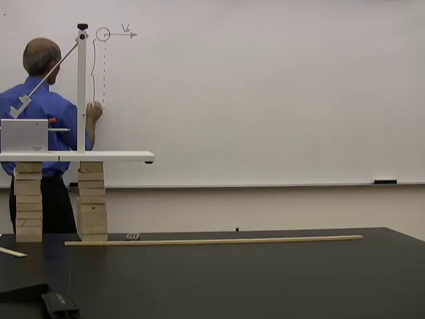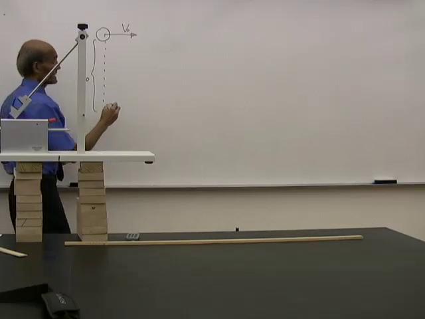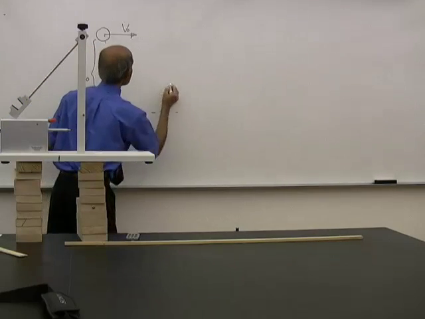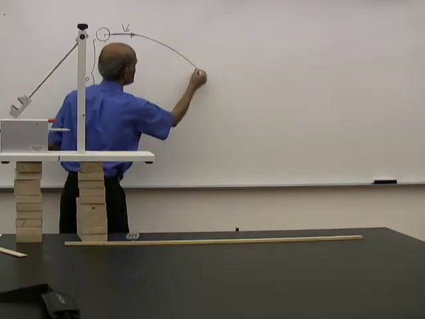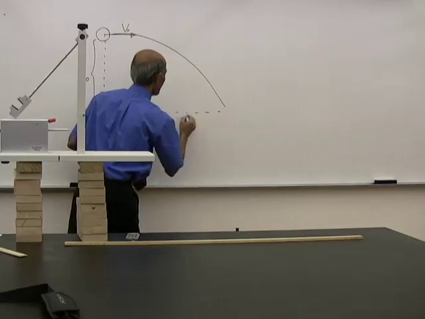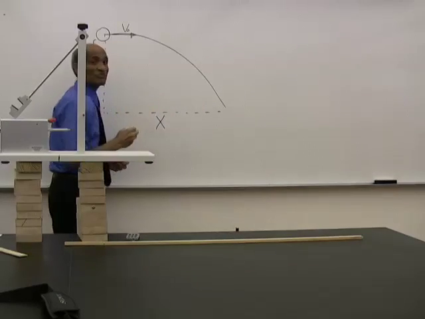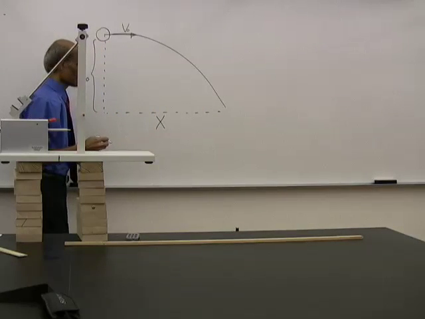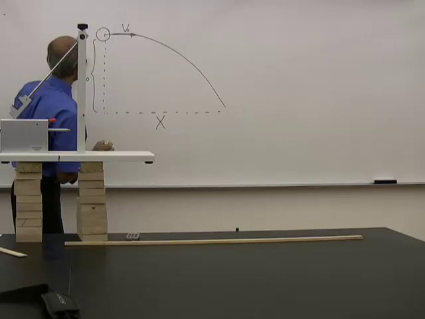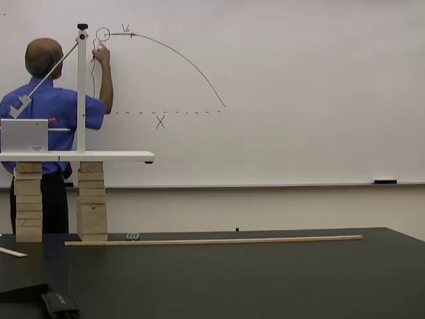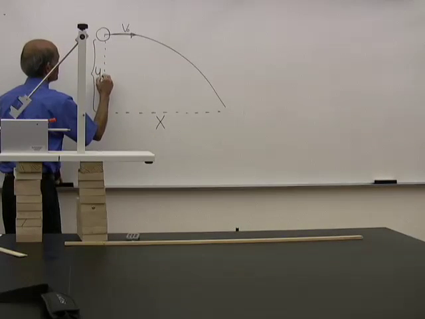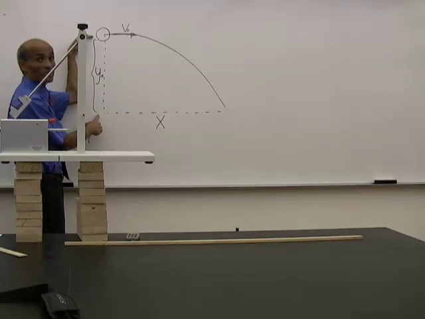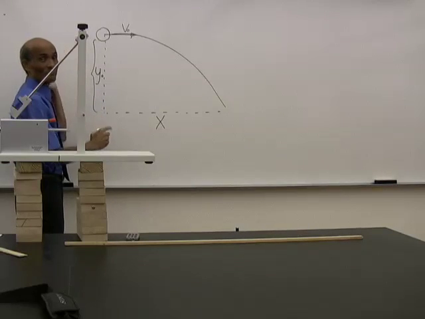So let's say the ball is now projected with a velocity V0 from a height which we call Y0. And the ball falls at a distance X, which is the horizontal range. Okay, I don't think you can see that Y0. The Y0 is the height from which the ball is projected.